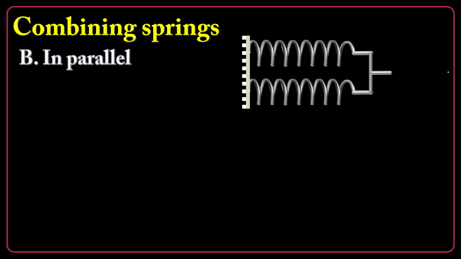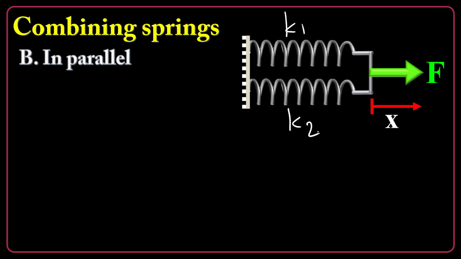What if I put them in parallel? Parallel means they are in a combination like this. If you apply a force like F, the extension of both will be the same. Necessarily, this form of the engineering of this structure implies they have the same extension. So X is the same for both. But if this is K1 and this is K2, as they have the same extension but different stiffness, I do not expect the same force. So here I will have a reaction of F1 from the first and F2 from the second spring.